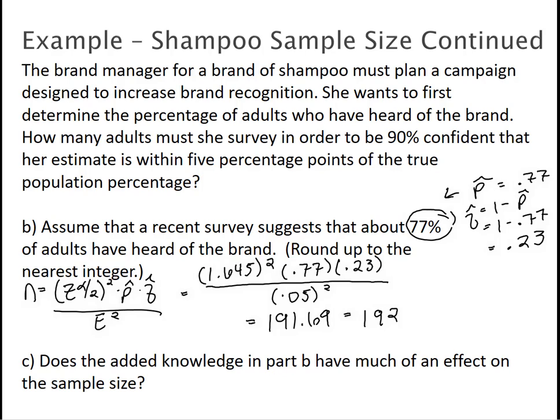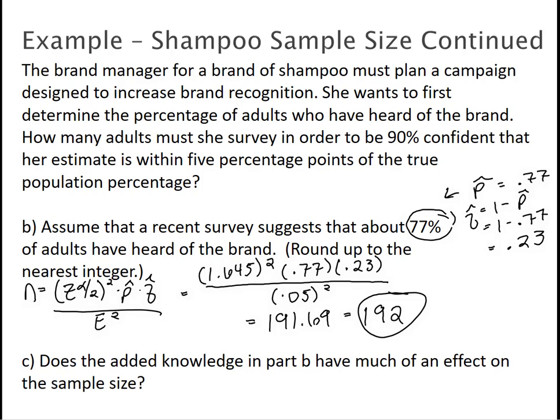Now, no matter what your decimal is, you're going to go ahead and round up to the nearest integer because it's always better to have more people to survey than not to survey enough people. So I'm always going to round up, no matter what my decimal is. Let me write that a little bit nicer. There we go. So I need 192 people.